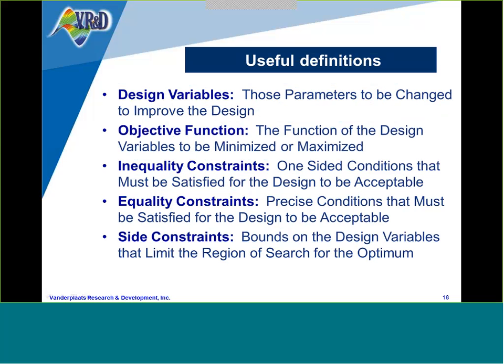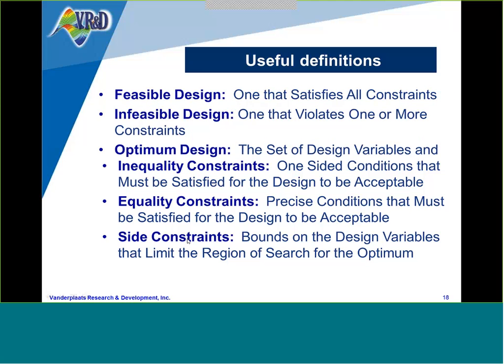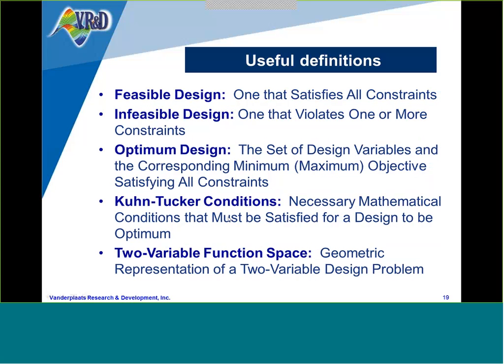You can just imagine if you have an equality or required the function equals 0, just make 2 equal and opposite inequality constraints. And side constraints are bounds on the design variables. In other words, if you're designing a table, you don't want the thickness to have a negative value. So the lower bound might be a millimeter or 2. A feasible design satisfies all constraints, that is, you're inside the fences. Infeasible design violates one or more.